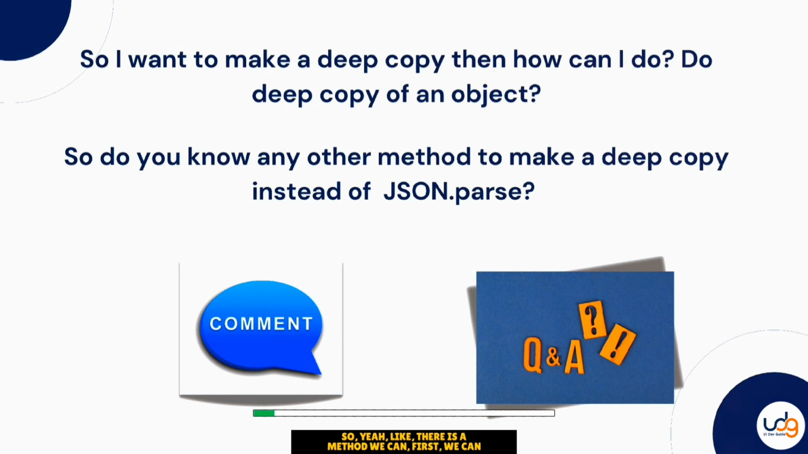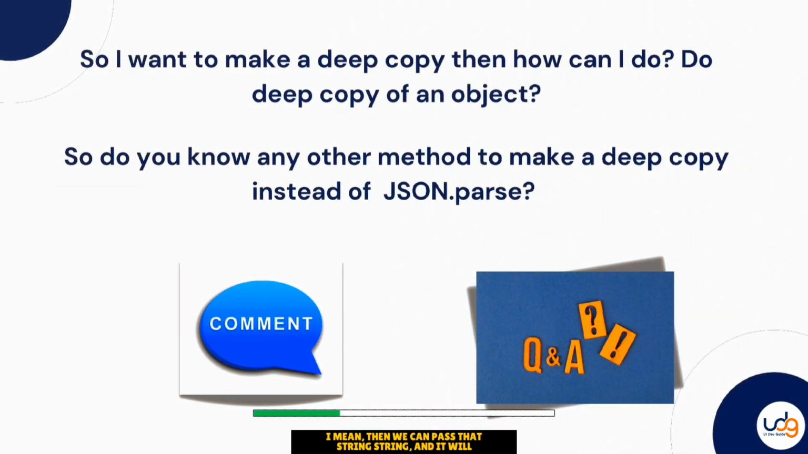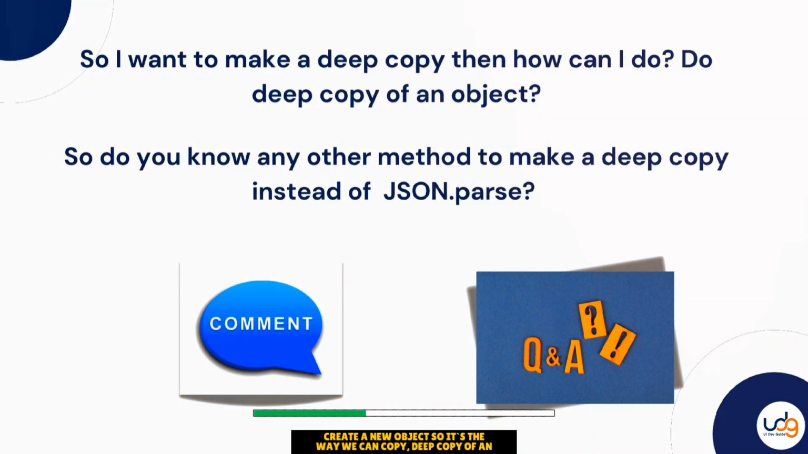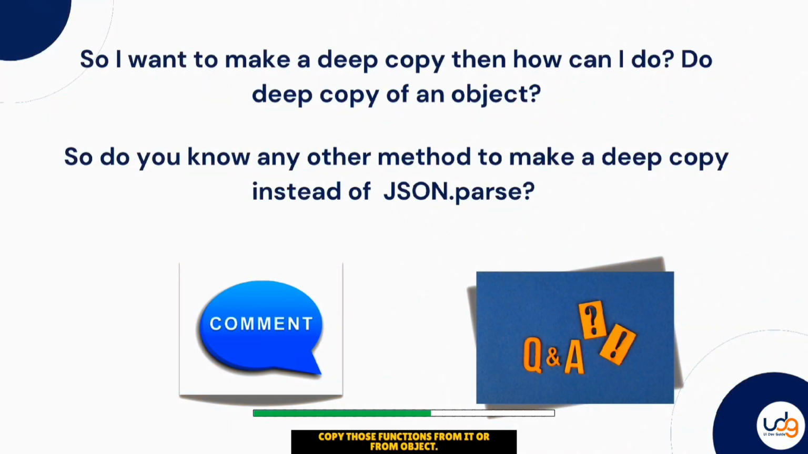So yeah, there is a method. First we can stringify that object, and then we can pass that string and it will create a new object. So that's the way we can make a deep copy of an object, but it's not 100% accurate. If the object contains functions, it is not able to copy those functions. It only copies the values.